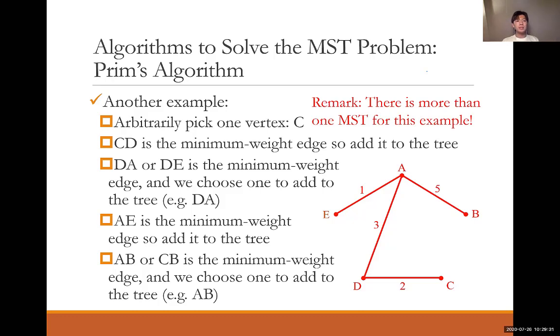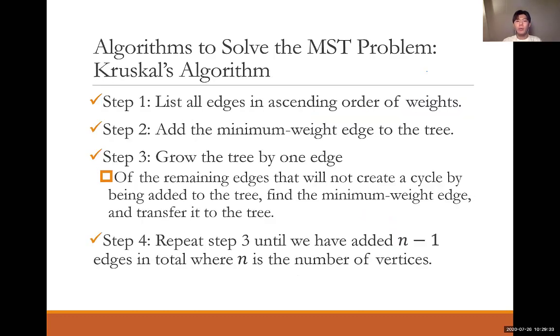Okay, so this is how Prim's algorithm works. And I would love to proceed to introduce another algorithm, which is Kruskal's algorithm. First, we will list all the edges in ascending order of weights. Then we add the minimum weight edge to the tree first, along with the 2 vertices which the edge connects.